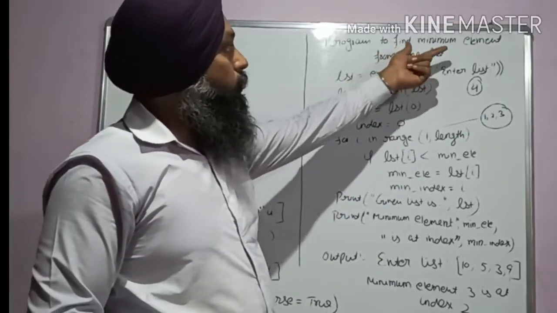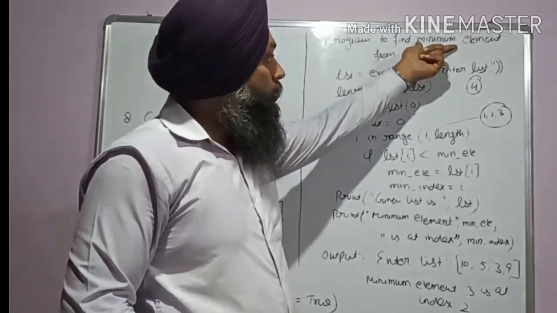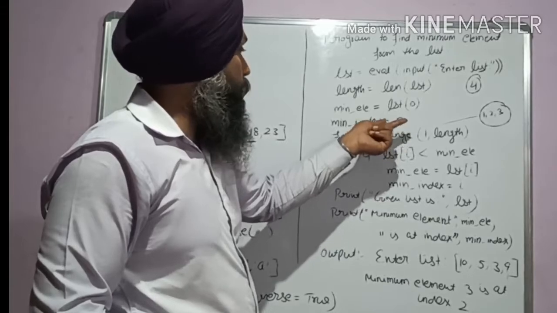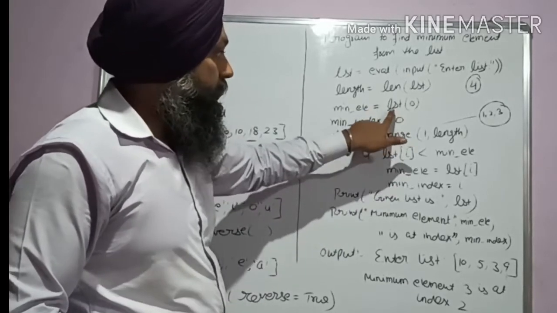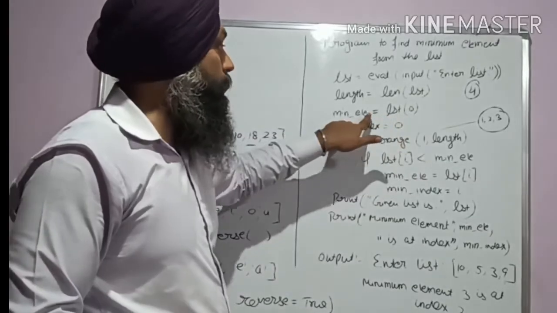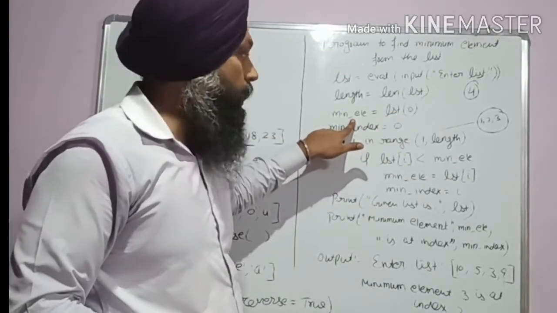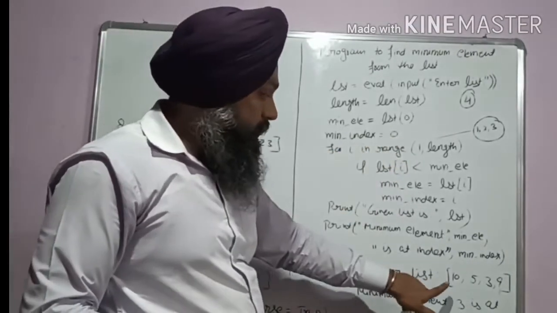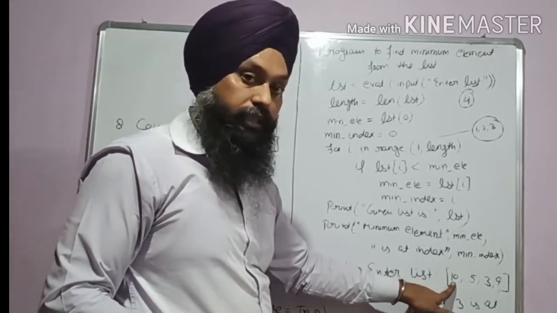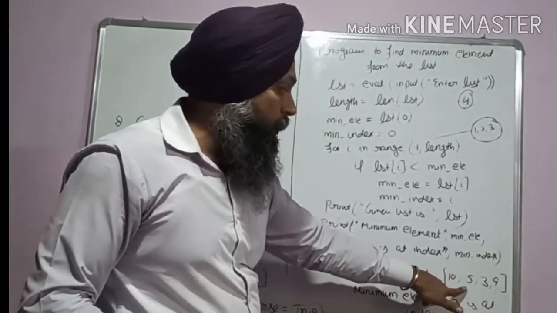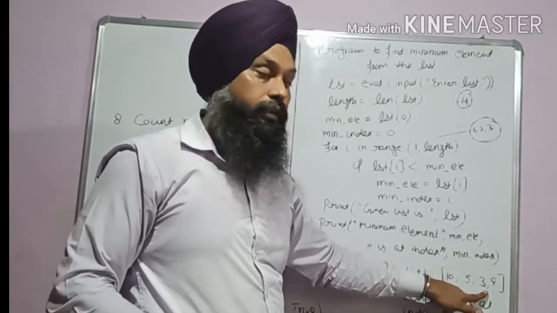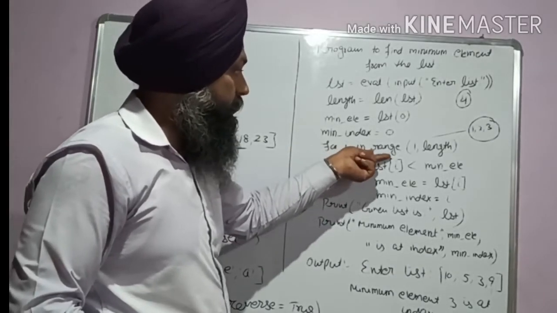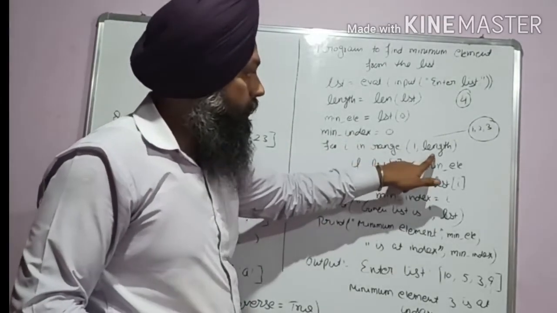Here we are going to calculate the minimum element of the list, and we have assumed that the element at index 0 is the minimum element of the list. This we have assumed, and the index is 0. Now we will compare this element at index 0 with the rest of the elements to find the minimum element from the list. For this we need a for loop: for i in range(1, length).